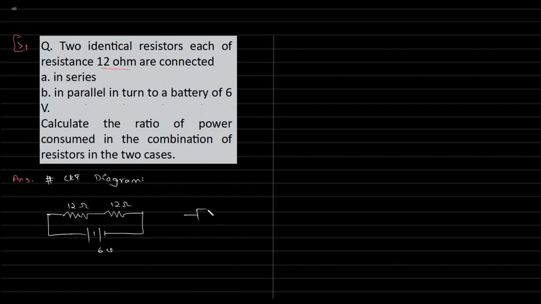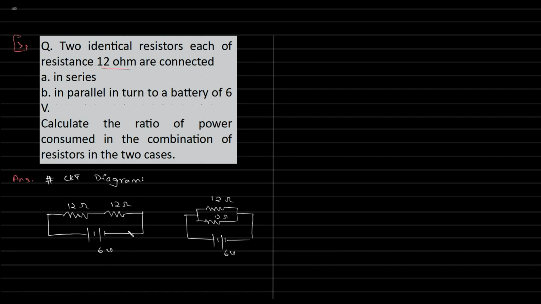Next we have another circuit with parallel connection. And this too is 6 volt. And we have 12 ohm and 12 ohm. Right?